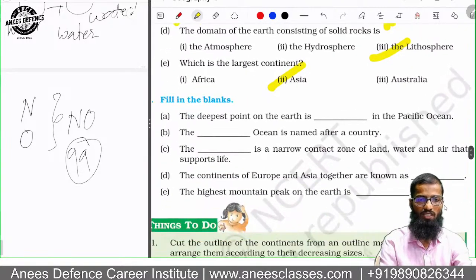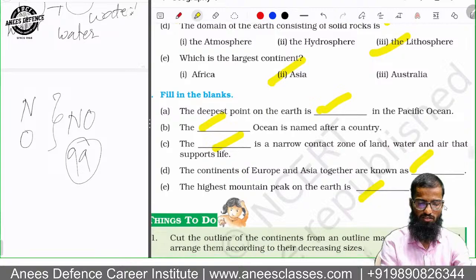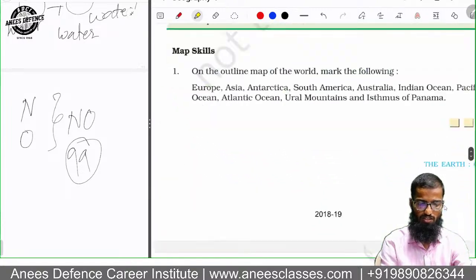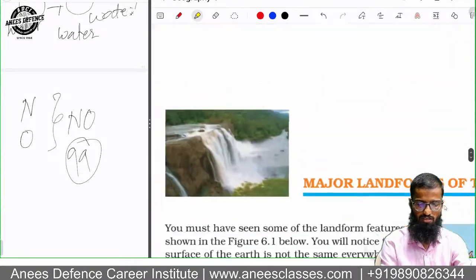देखो यहाँ पे तो आएगा मरियाना, यहाँ पे आएगा इंडियन ओशन. A narrow contact zone of land, इसको बोलेंगे बायोस्फीयर. Continent of Europe and Asia together is known as Eurasia. Highest mountain peak in the world is Mount Everest, right? Is Himalaya.